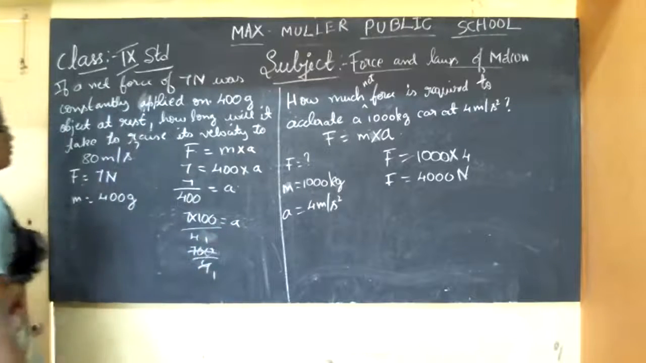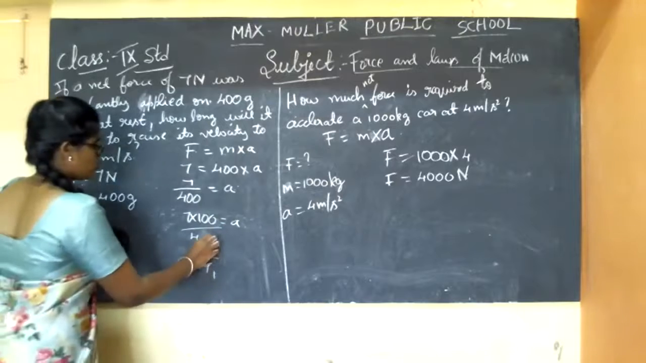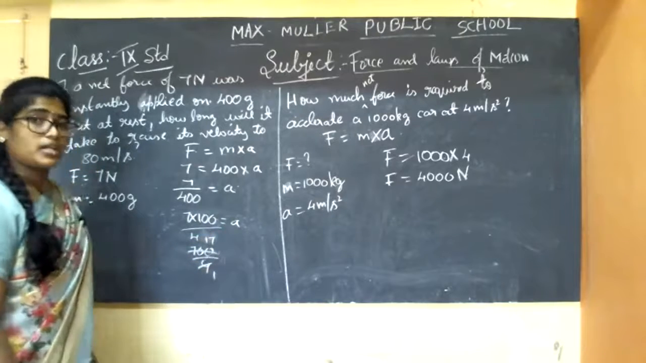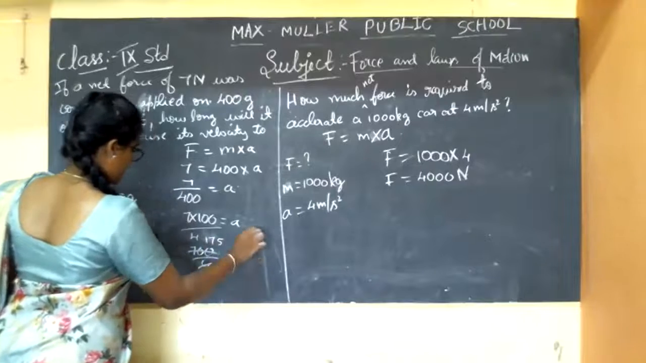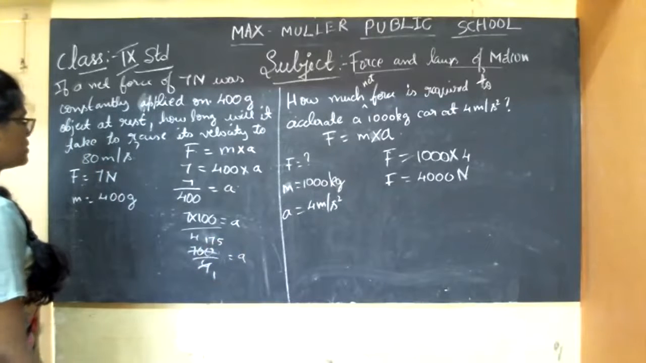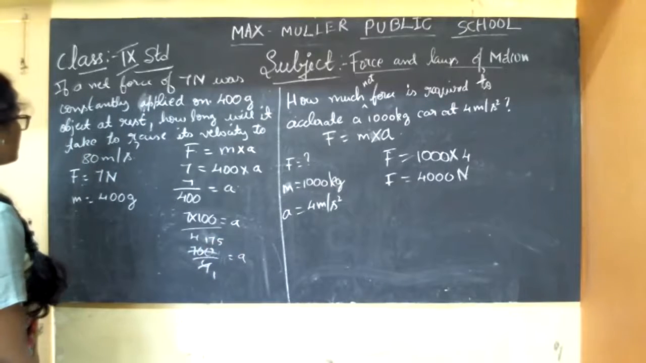So 4, 5, 6, 7, 3. So 7s are 28, 28. Again 2 will be left. 5s are 0. I mean, somewhere it is in this here.